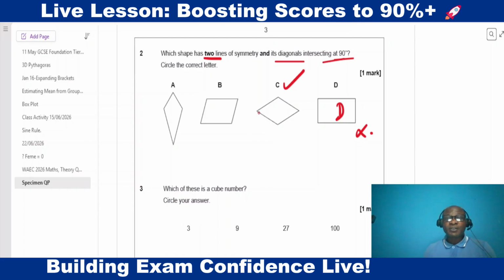Intersecting at angle 90 in the middle. So, if you draw this one now, it is a diagonal. And if you draw this one, it is a diagonal. So therefore, it makes angle 90 here. That is why C is correct.